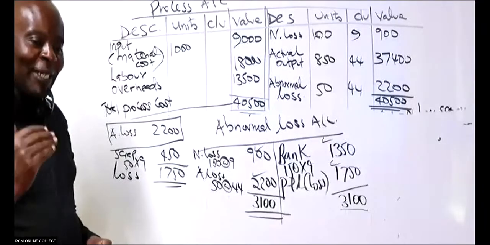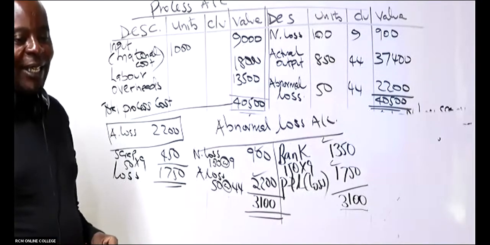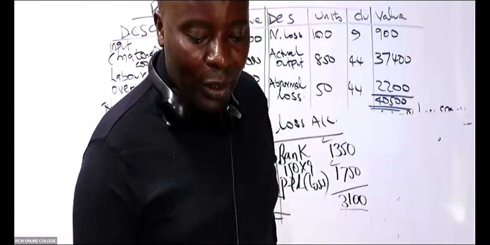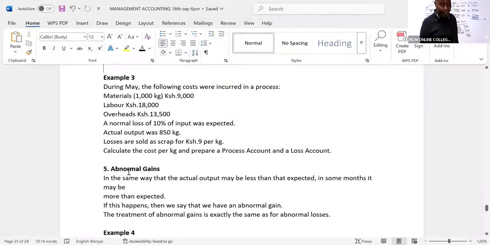Can I move on to something different, my good students? With your permission, I will go to a question that has an abnormal gain. So you can see number 5 here, abnormal gains. In the same way that the actual output may be less than expected, in some months it may be more than expected. If this happens, then we say that we have an abnormal gain. The treatment of abnormal gain is exactly the same as for abnormal losses.